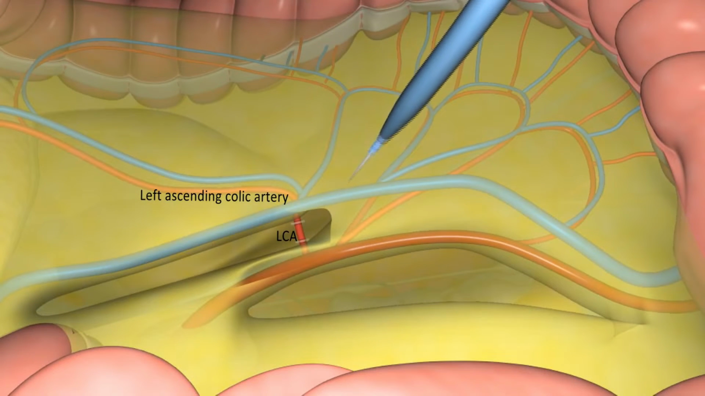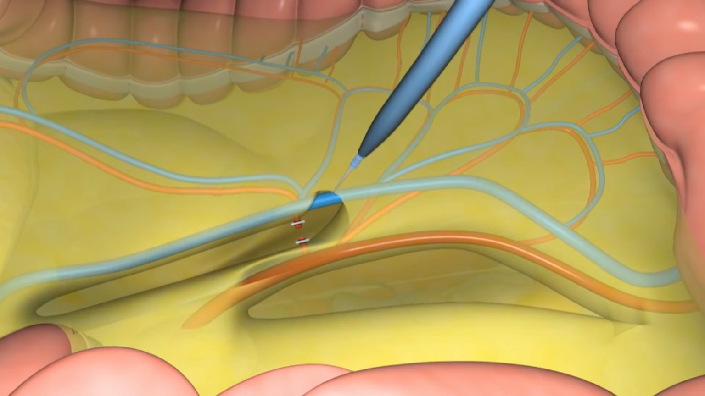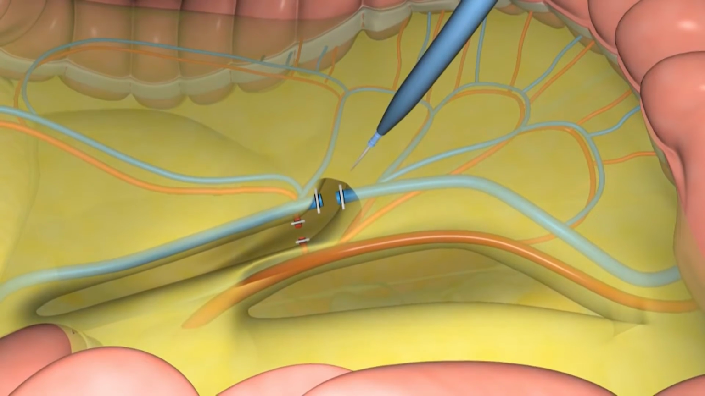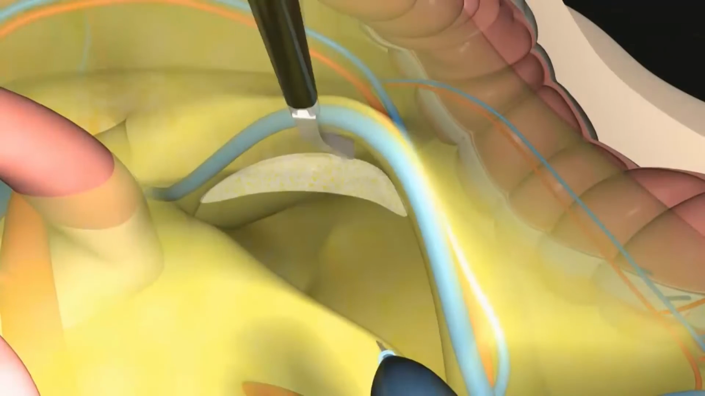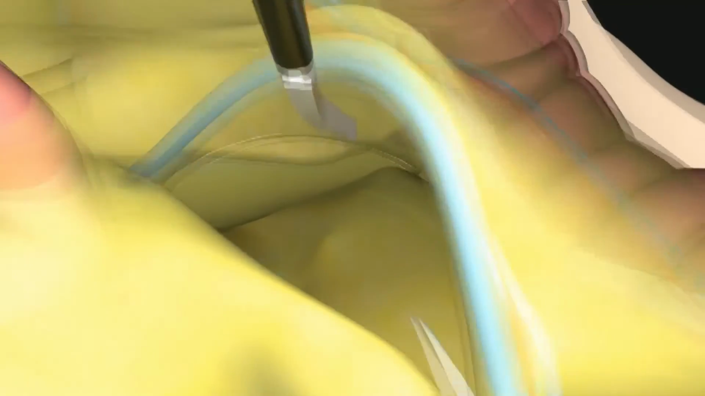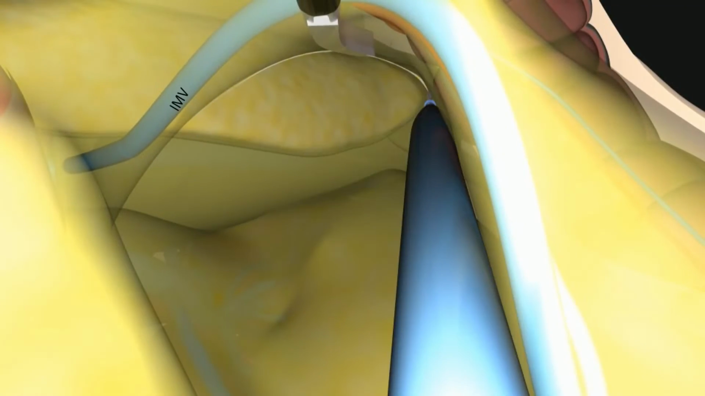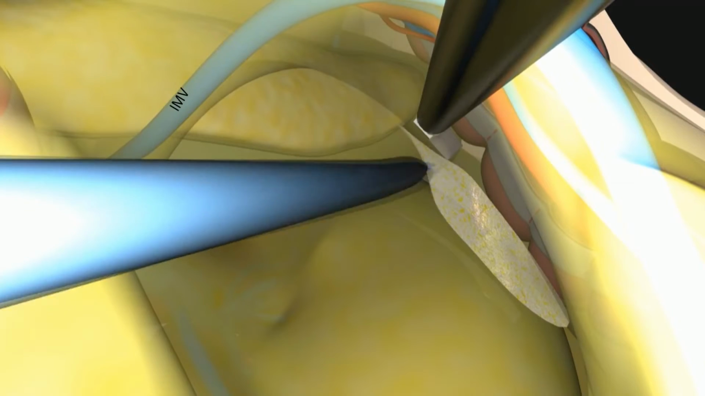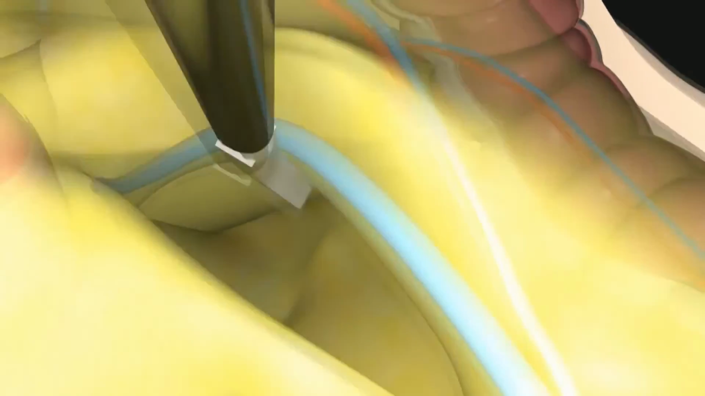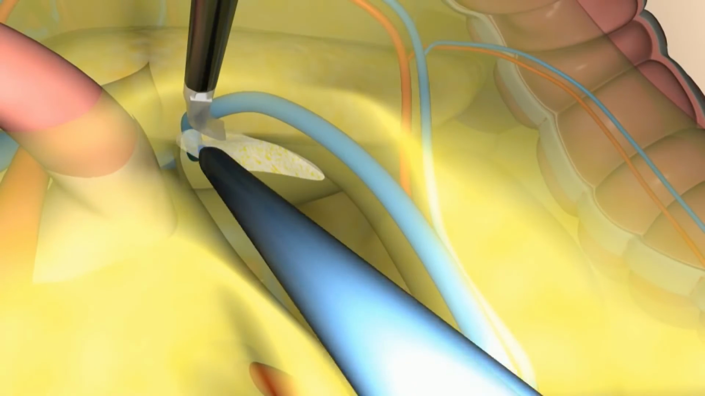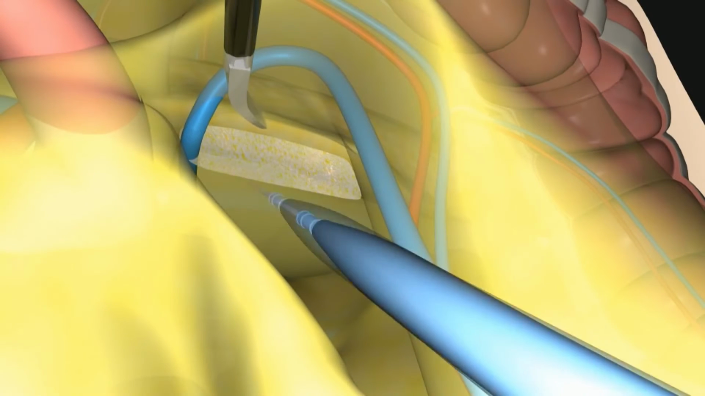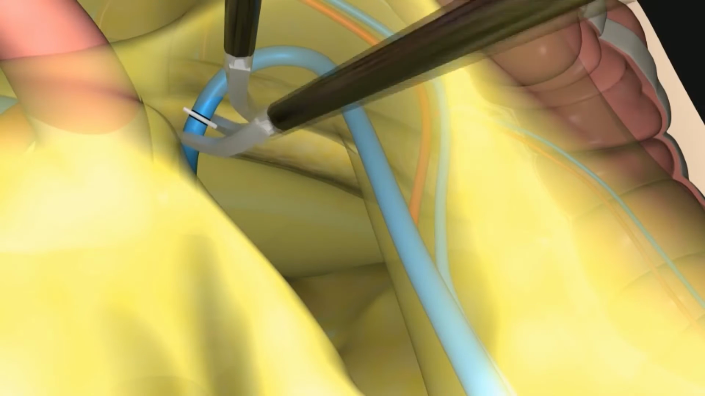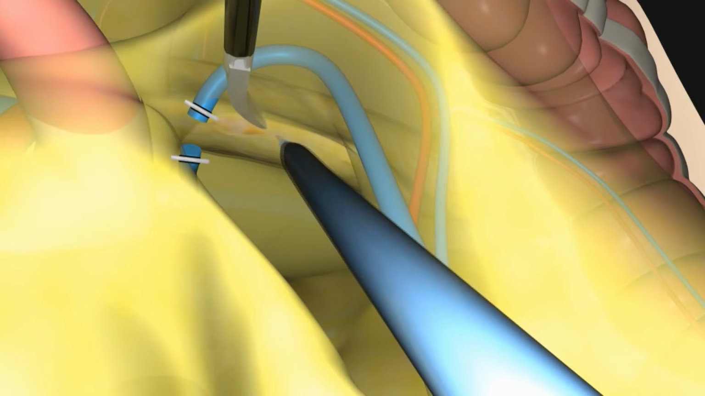The left ascending colic artery is ligated centrally, and the lymph nodes at the origin of the inferior mesenteric artery are dissected with the preservation of the autonomic plexus. Then, the inferior mesenteric vein is identified next to the left of the ligament of Treitz junction. The vein is divided below the inferior border of the pancreas. The lymph nodes around the inferior border of the pancreas are removed.